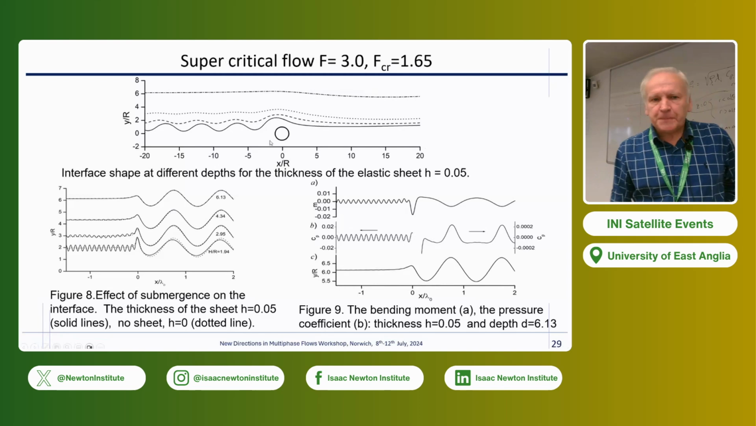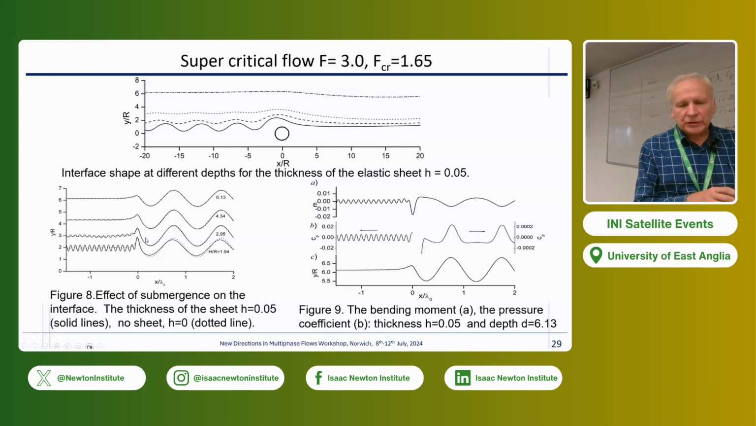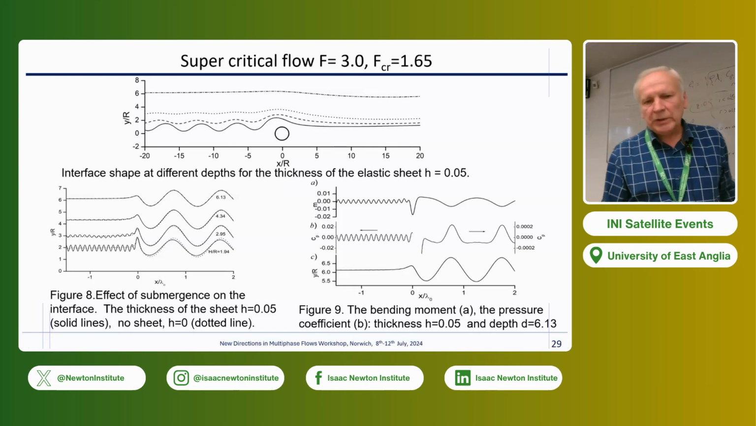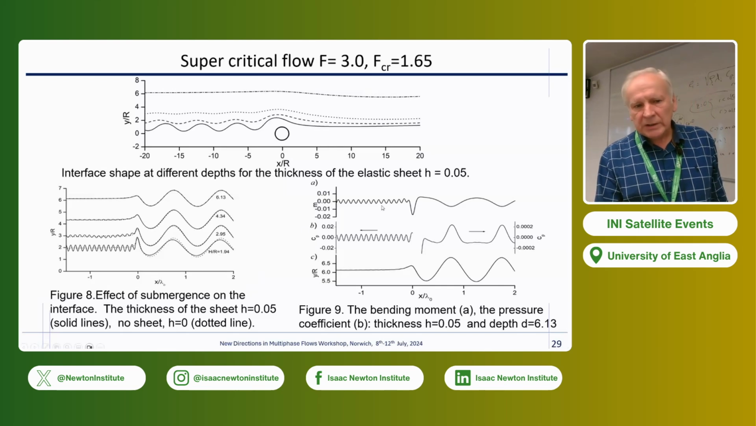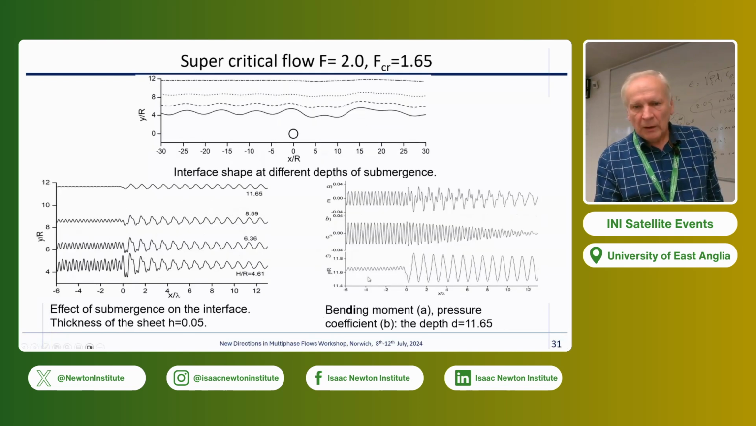Here is shown the supercritical flow, and again when the Froude number is far from the critical Froude number, the wavelength for the elastic sheet is very different from the wavelength for the gravity wave, and we can see the superposition of these waves. Then we approach the critical Froude number, reducing the Froude number. We can see similar results for the bending moment and for the pressure coefficient.